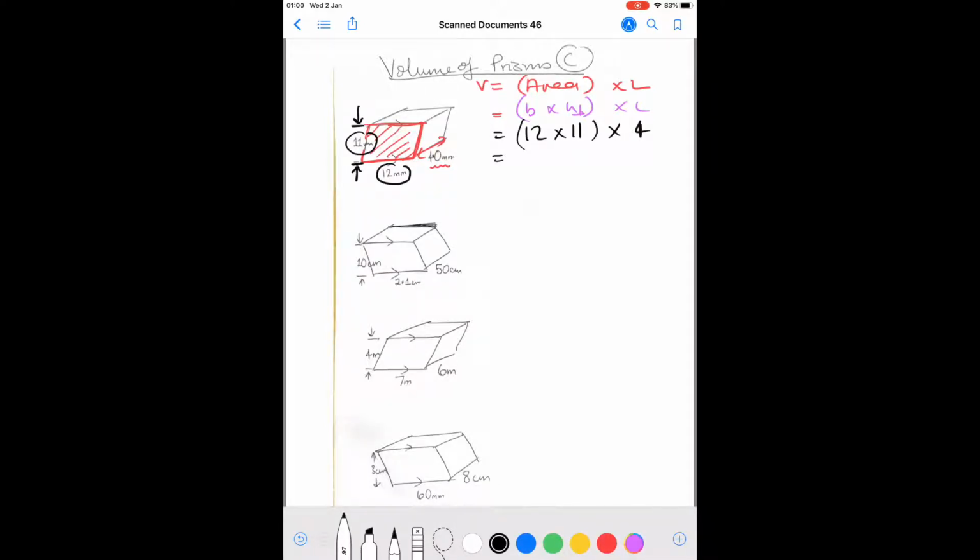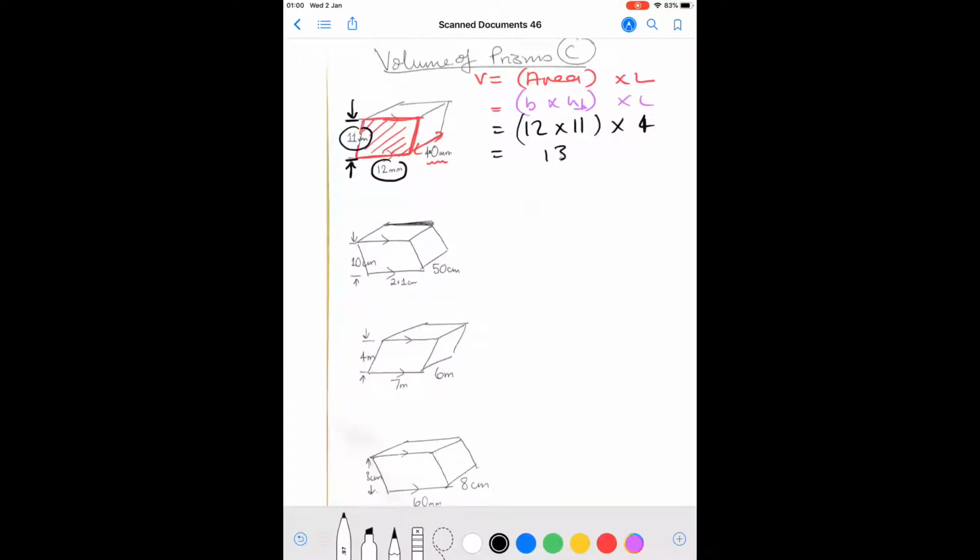Now if we work out 12 times 11, if you know our times table, that will give us an answer of 132, and then we times that by 4. And so that will give us a volume of 528 millimeters cubed. And that's the end of the first question. So I've taken quite a few lines there. Let's see if we can do the next question in fewer lines.